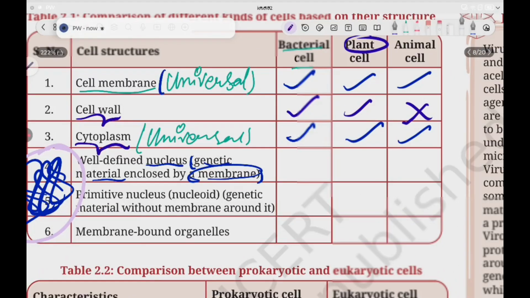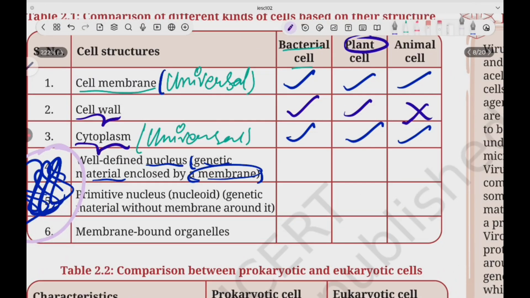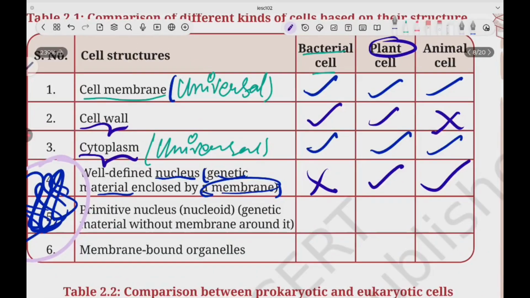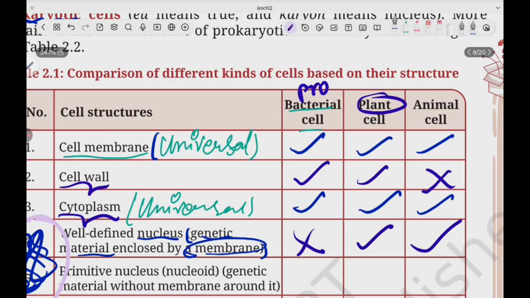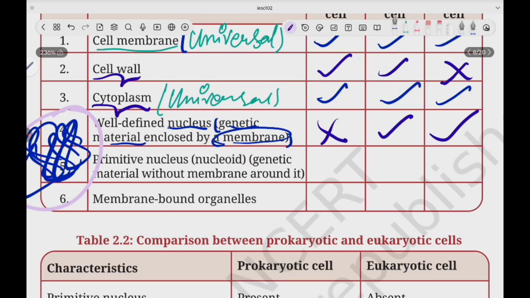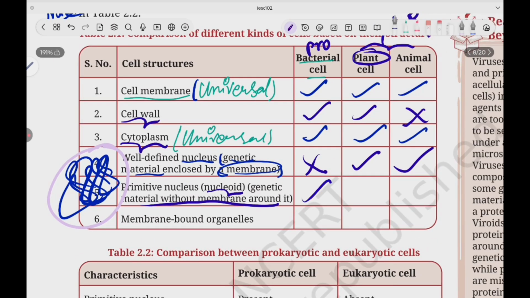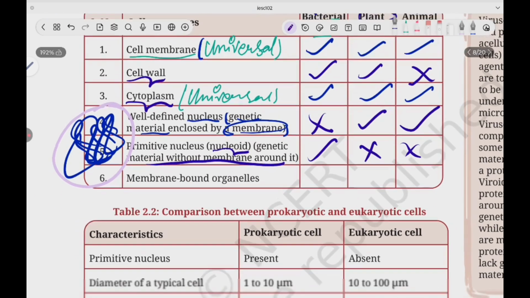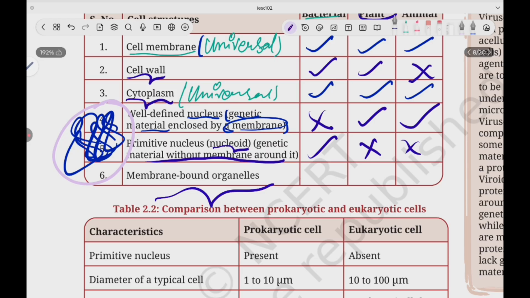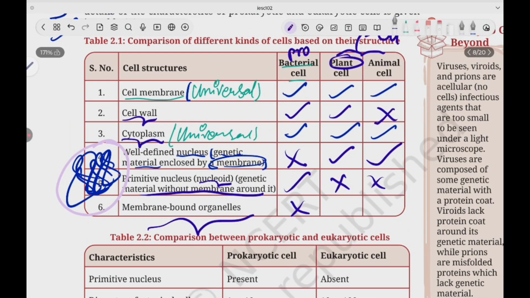So plant cells do have this, animal cells do have this, but bacterial cells do not. You can write that bacterial cells are prokaryotic and plant and animal cells are eukaryotic. Primitive nucleus, that is nucleoid, is genetic material without any membrane. Plant cells and animal cells have membrane bound organelles; definitely bacterial cells will not have these.